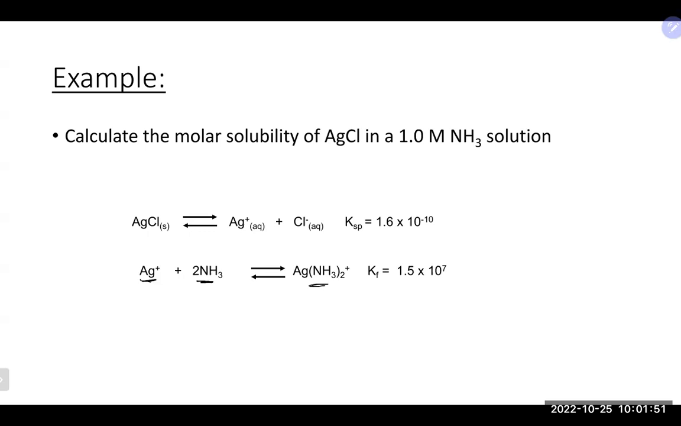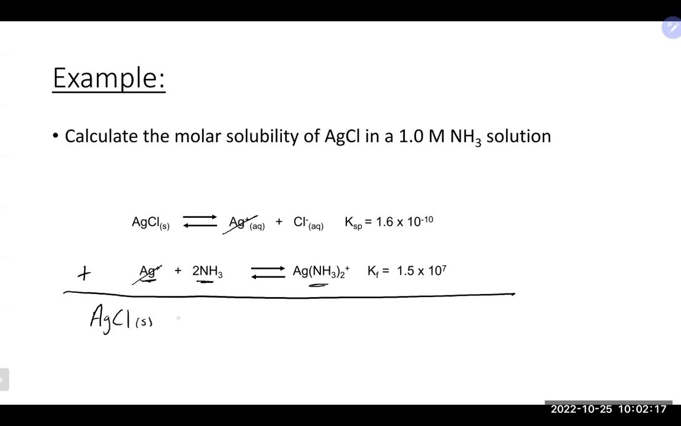So we could start this very similar to what we did in the previous problem. We do have two equilibriums given to us. We could add these together. And when we add these together, in this case, the silver ion is going to cancel. And when it does, it leaves us with what we're looking for in this problem, which is if I take some silver chloride and I add some ammonia, I will make this complex ion and some chloride, right?